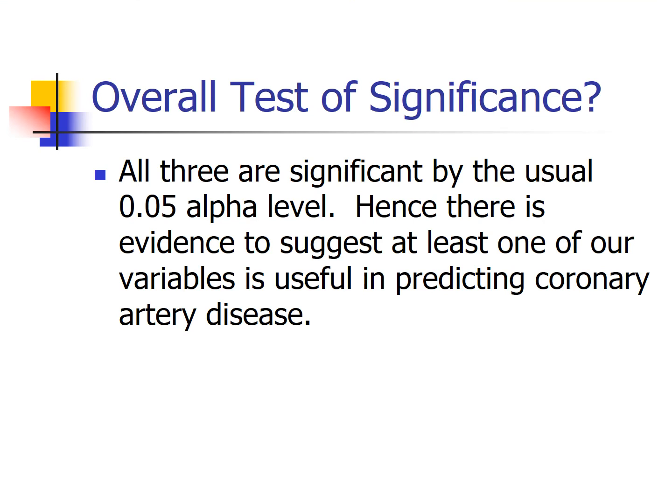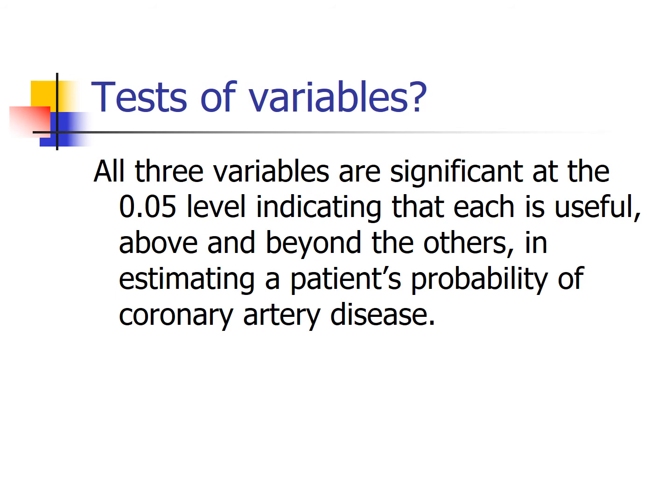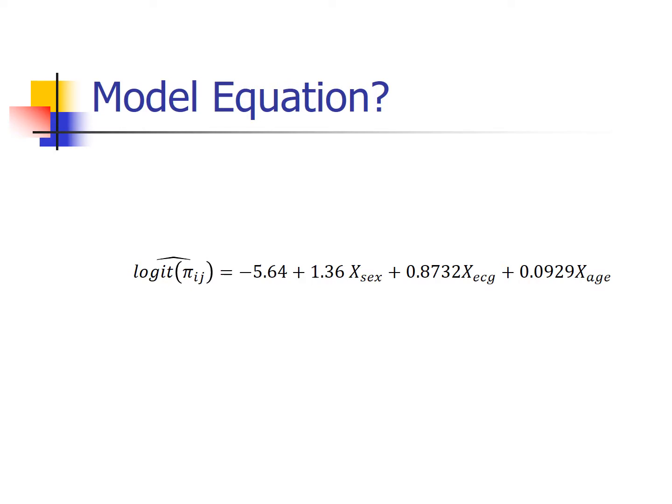Whew. So just summarizing, all 3 are significant, so there is evidence that at least one of our variables is useful. All 3 variables were significant. There's our model equation. Now, I think I say this on another slide, but notice the authors made the choice, and I think I just used their code.